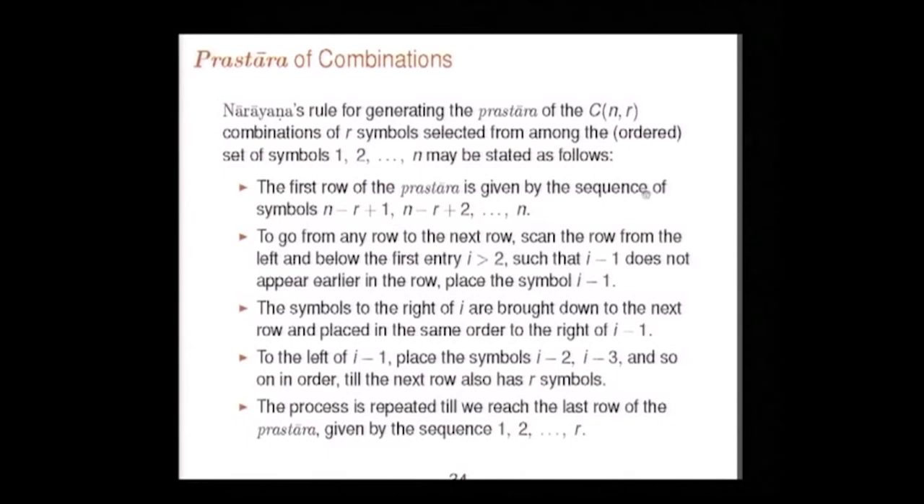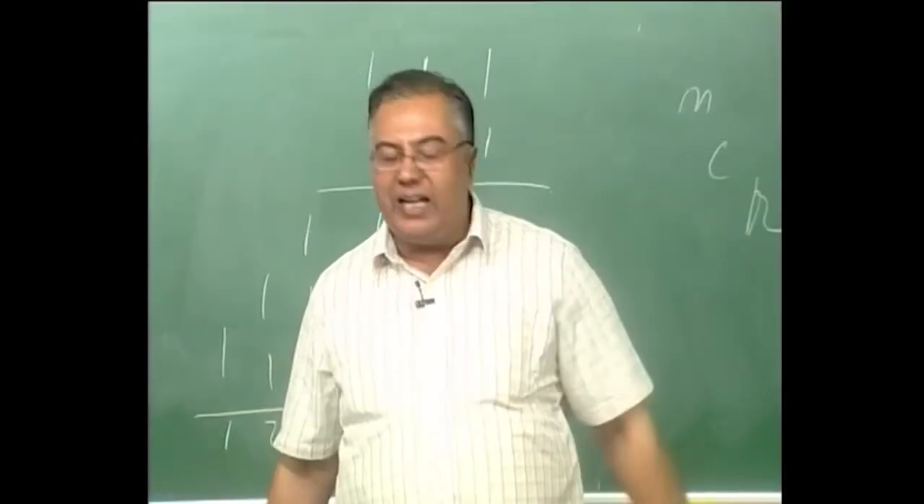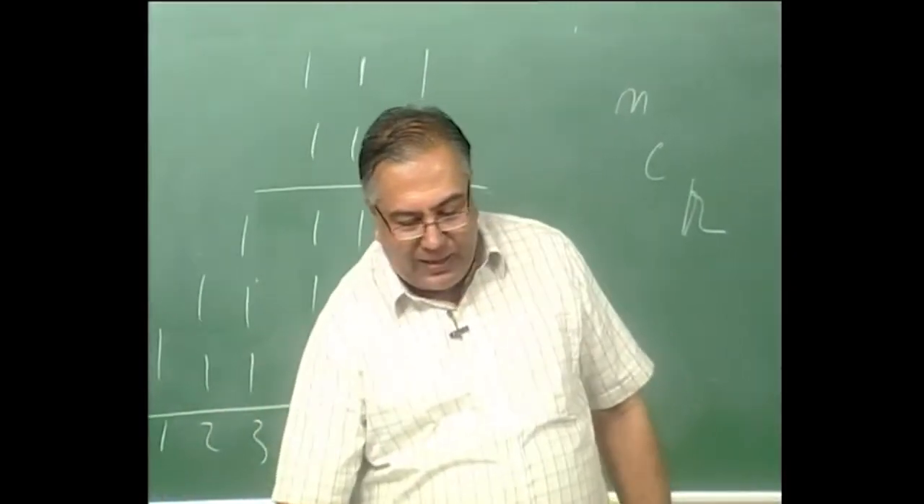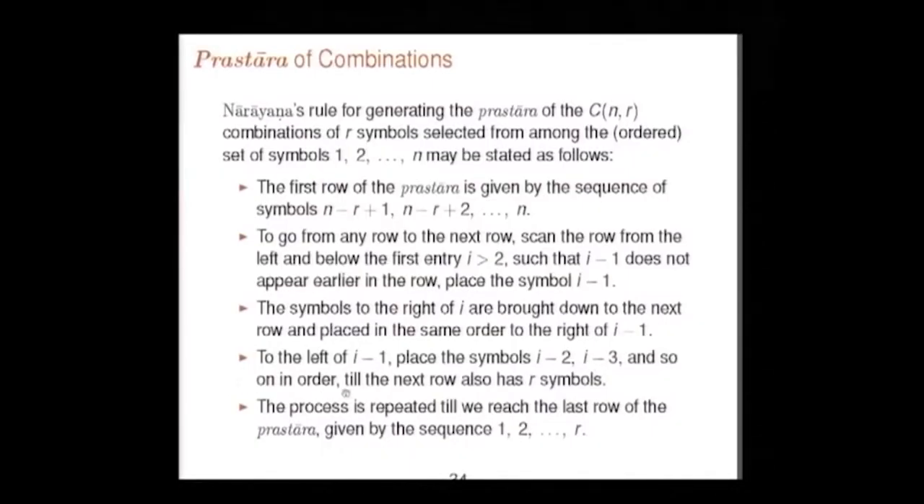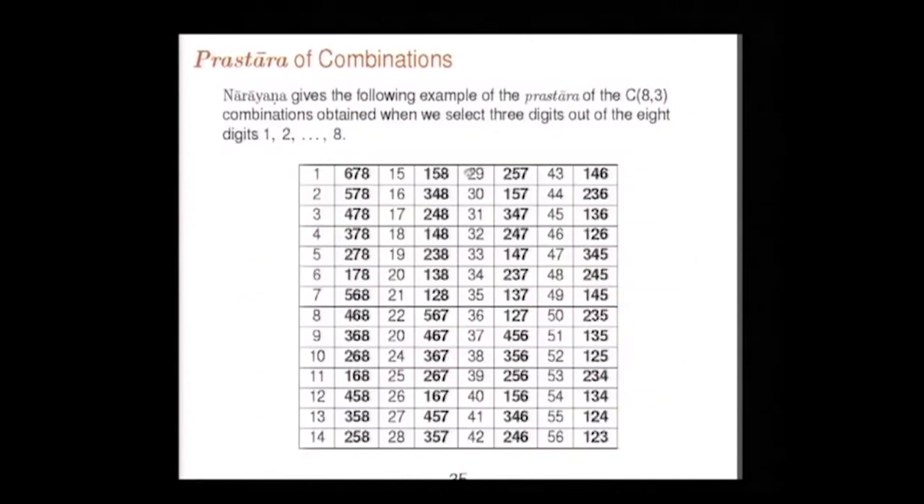To go from any row to the next row, scan it from the left, and the first entry i greater than 0 such that i minus 1 does not appear earlier in the row, place the symbol i minus 1 there. Bring down the right things as they are. This in any prastara, that is one of the standard refrains. To the left, place the symbols i minus 2, i minus 3 in order till the next row has also r symbols. By this process, you will generate all the combinations.